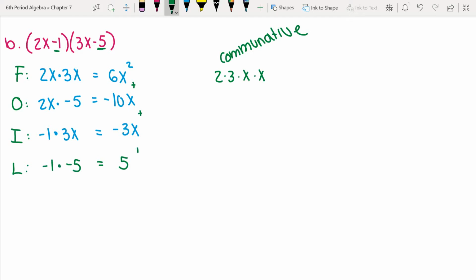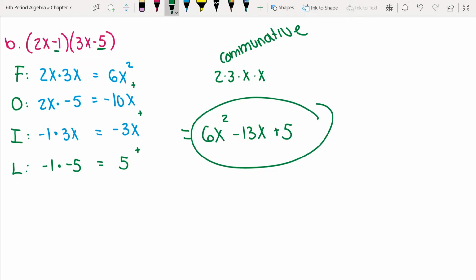You add everything together, which means combine your like terms. So I don't have anything but a 6x squared, so it just gets rewritten. -10x minus 3x is -13x plus 5. And that's your final answer.